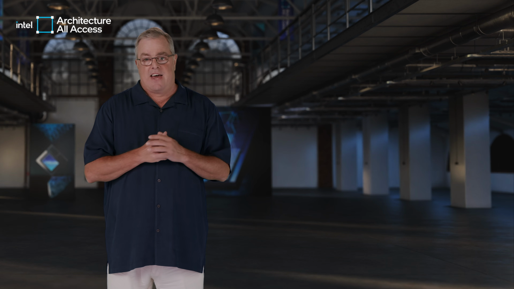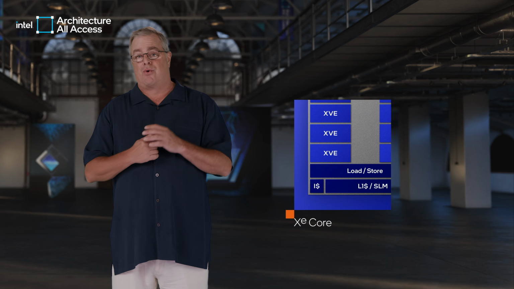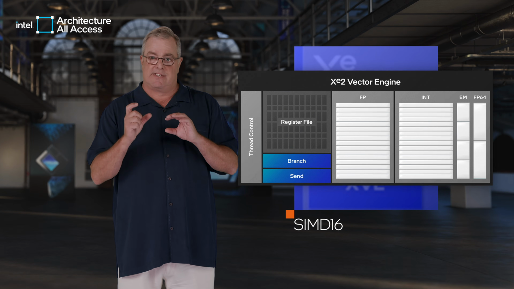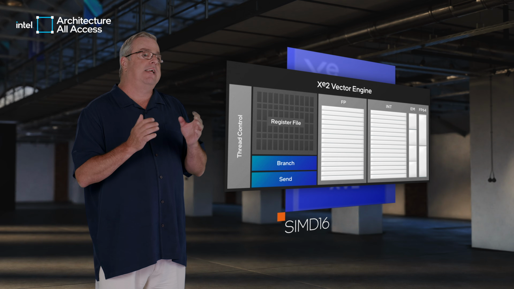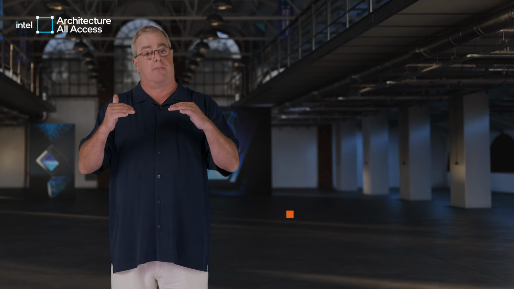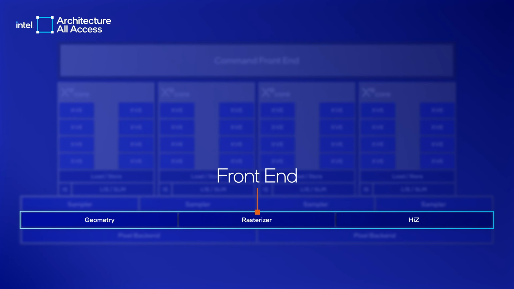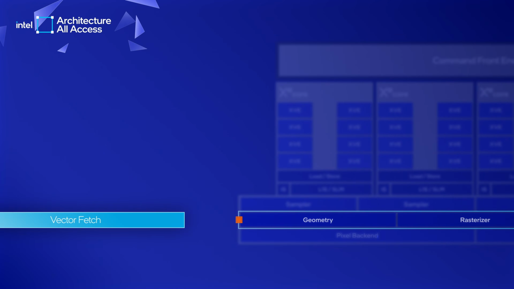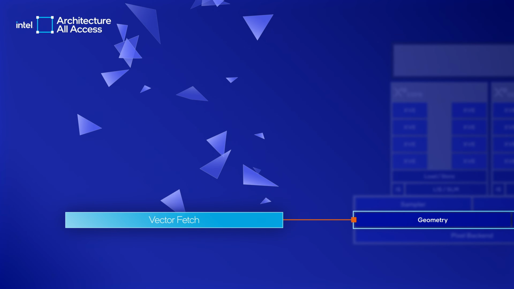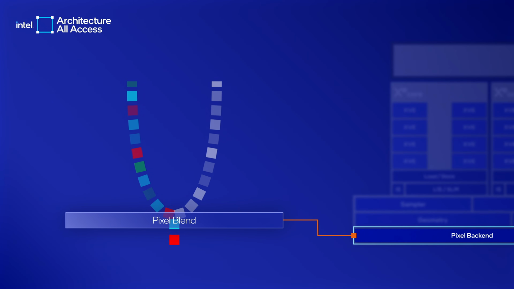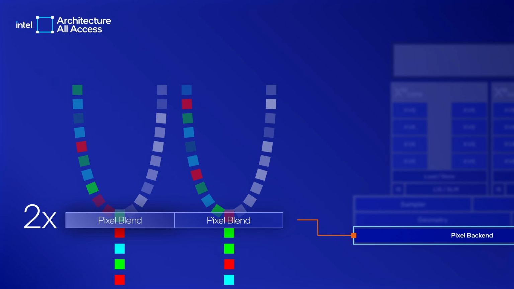For Xe2, that analysis resulted in changes all across our design. It started with the Xe core, where we added support for SIMD16. SIMD16 will improve game compatibility across the board and give a general performance lift to most shaders. We've also improved the front end and the back end of our 3D pipeline. On the front end, it's all about geometry, where we've improved vertex fetch significantly. On the back end, we've improved our pixel blend rate dramatically.